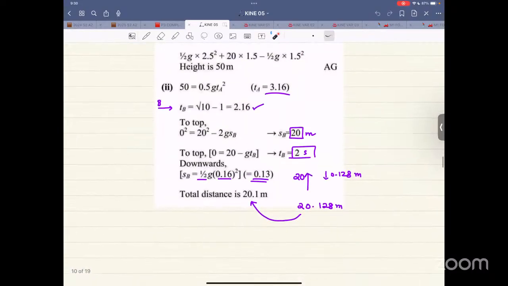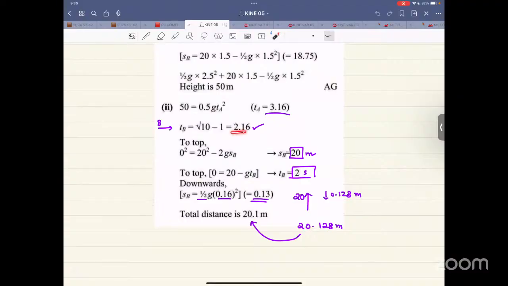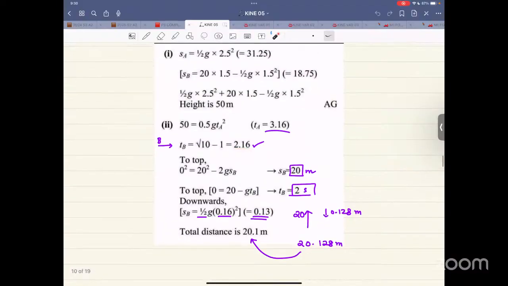Now, let me just show you the working. This is 2.16. It reaches a maximum height in 2 seconds, distance is 20 meters. And now what is happening is that the difference between this 2.16 and this 2 seconds is 0.16. And how much will it go further down like this? So 20 meters going up, 0.128 meter going down. So total distance is these two added together, 20.128.